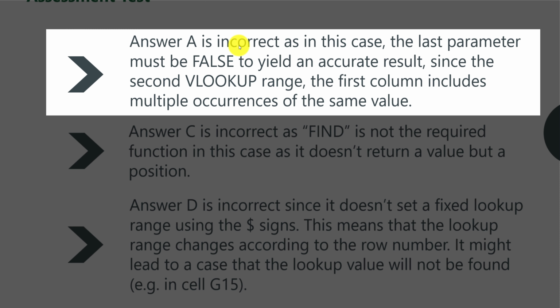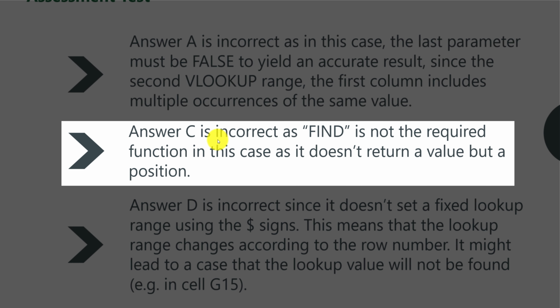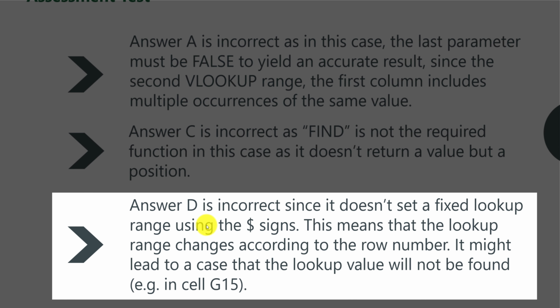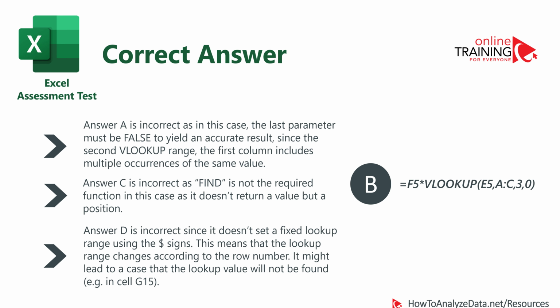Answer A is incorrect in this case because the last parameter must be false to yield an accurate result. Answer C is incorrect because find is not the right function to use here. And answer D is incorrect since it doesn't set the fixed lookup range using the dollar signs. So hopefully you've got this one right.